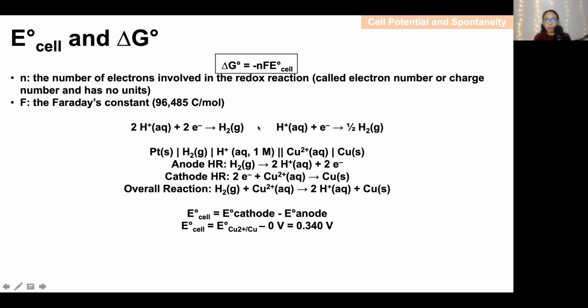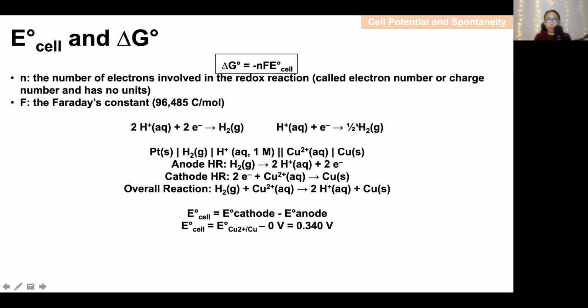When we talk about electron number or charge number, we know that for a chemical reaction, we can actually manipulate the coefficients, right? So for example, we have the SHE here, the standard hydrogen electrode, written as an oxidation reaction. We can also write the reaction in this way. We divide the whole reaction by 2, and we get new coefficients, which are 1:1:1/2.